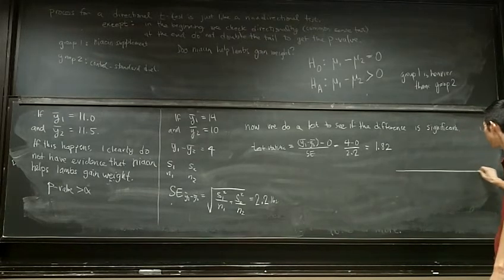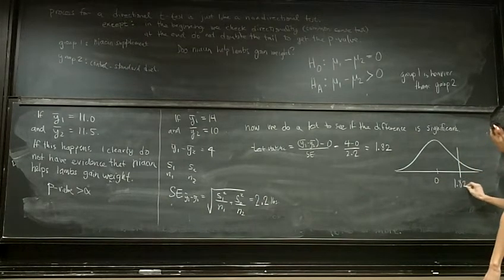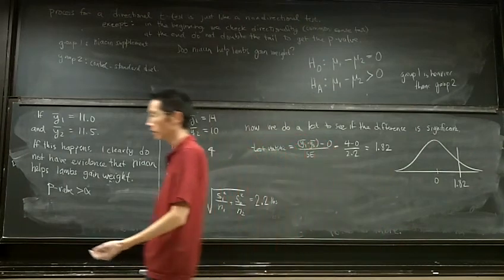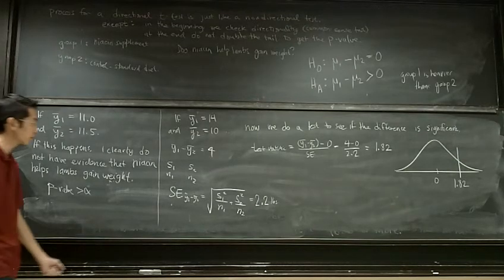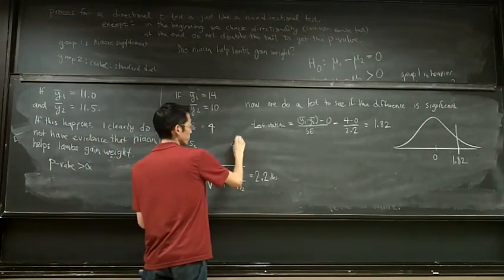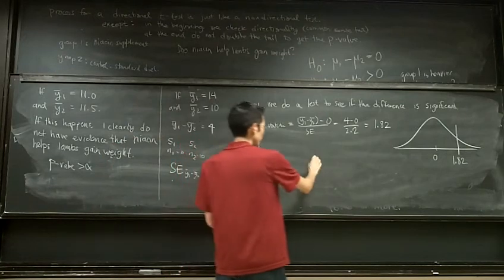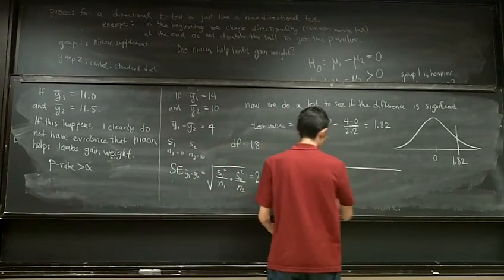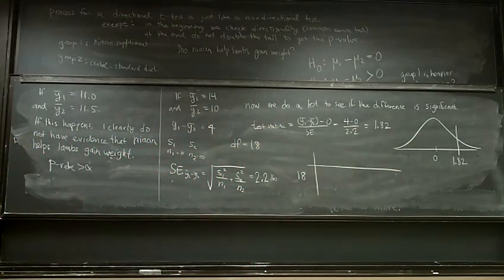Alright, so at this point, I'm centered at 0, and I've got a cutoff line at 1.82, and I want to know what's the probability of being out there. According to this, we looked at, I guess, a total of 20 lambs, so whatever N1 and N2 were, probably 10 and 10, I have 18 degrees of freedom. So I go to my t-table, and I look up the row 18 degrees of freedom, and I'm looking for where 1.82 fits in that row.